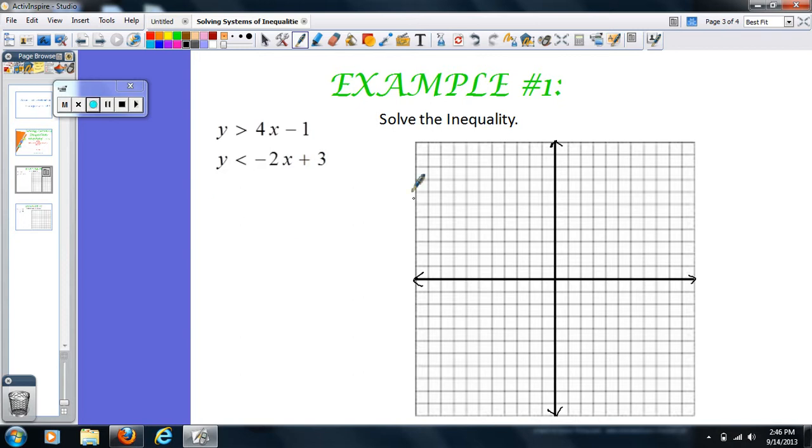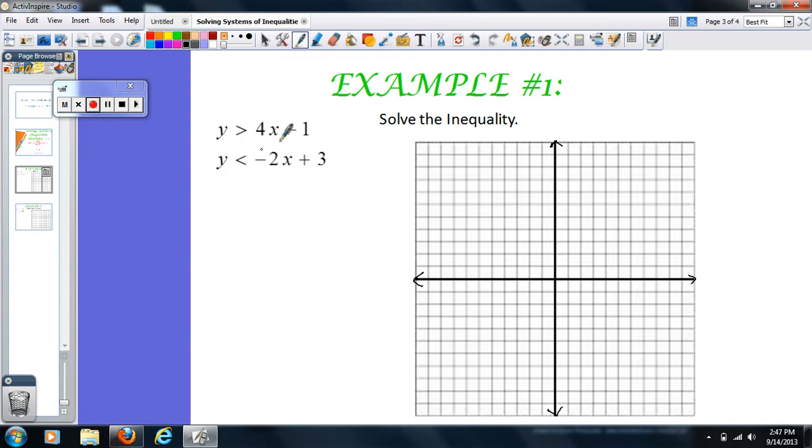The first thing is this. If it is not greater than or equal to or less than or equal to, so for example, on this one you have y is greater than, on this one you have y is less than, because there is no equal to sign, my line is going to be a dotted line. It's not going to be a solid line. If it was greater than or equal to or less than or equal to, then I would use a solid line. That's really the big difference between graphing the lines.